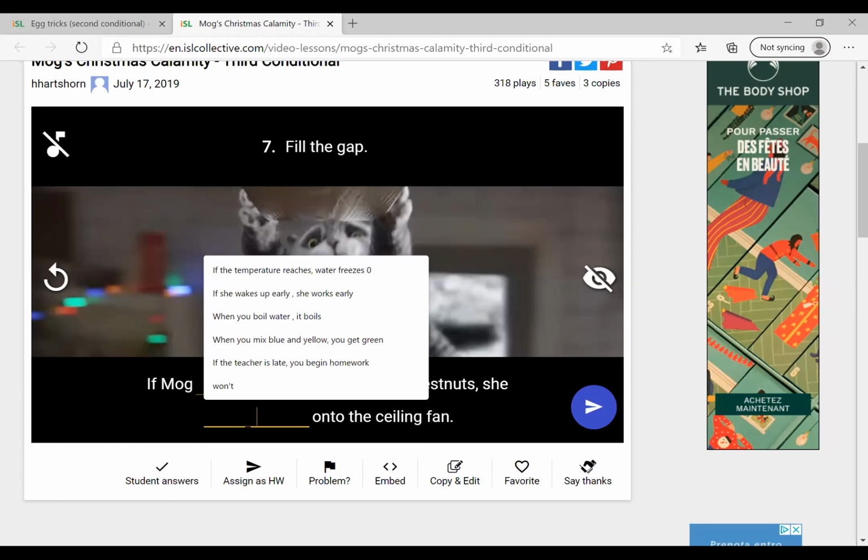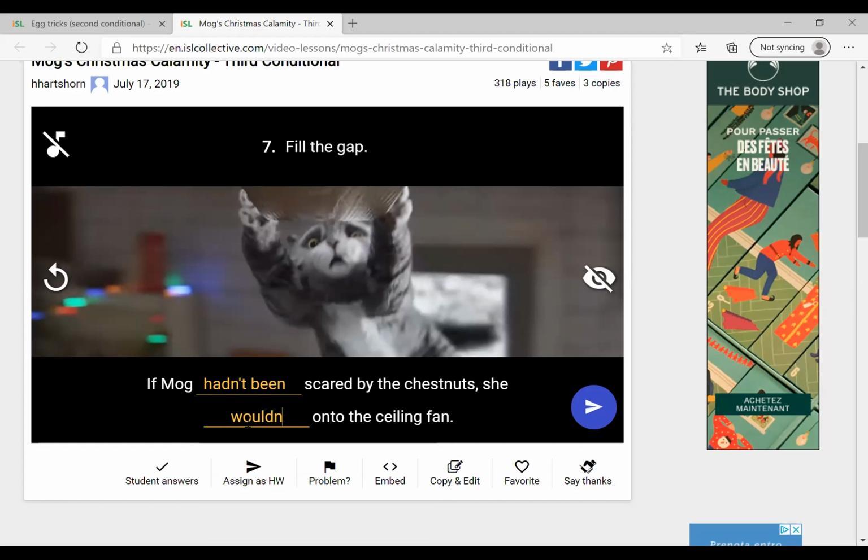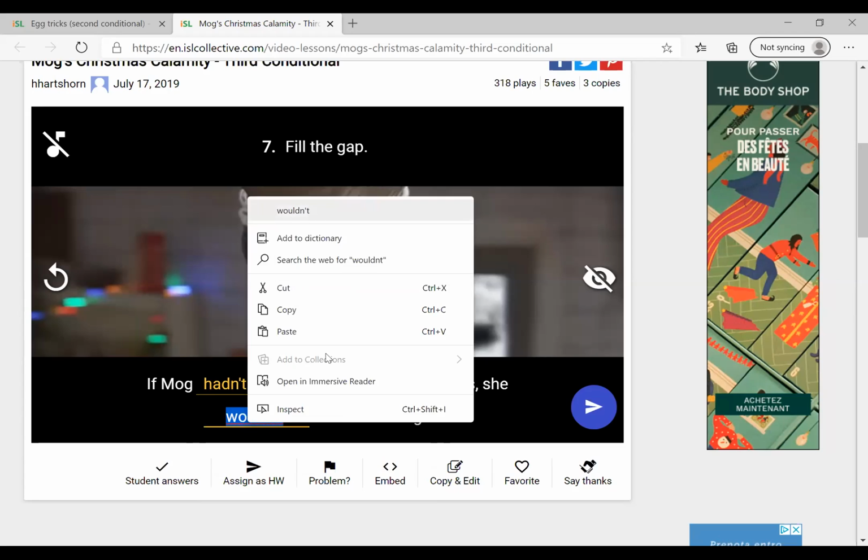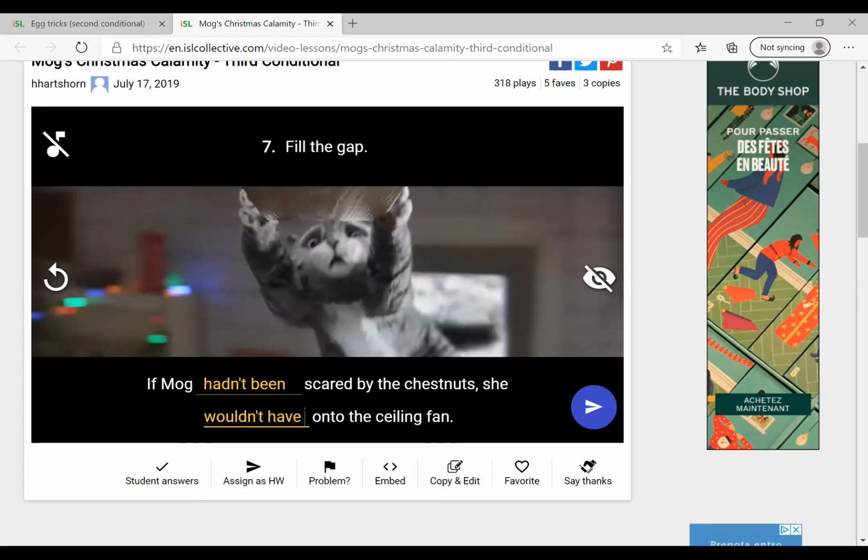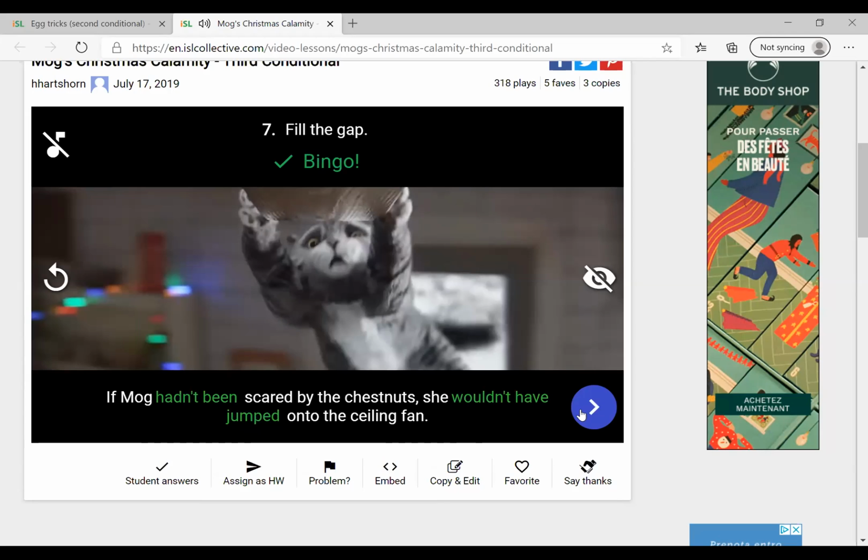She wouldn't have. Choose any verb. Wouldn't have. Maybe jump. Okay, let's try. Jumped onto the ceiling fan. This is called ceiling because it's a ceiling fan. Wow, bravo! So hadn't been scared, wouldn't have jumped.